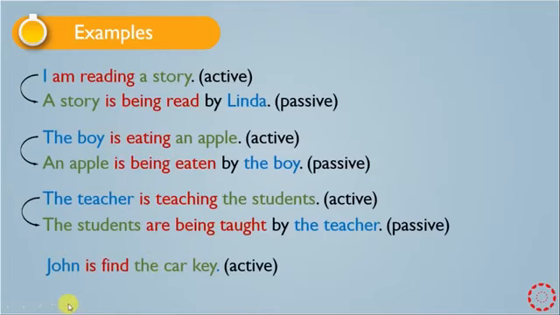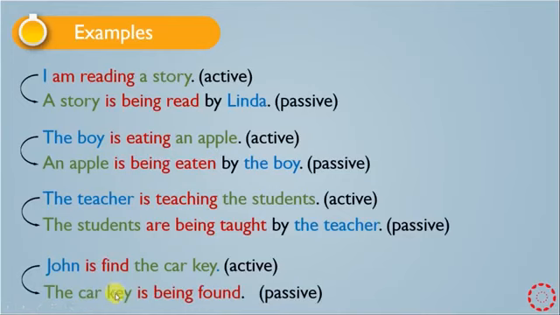The last one, John is finding the car key. The car key here is an object. We put it at the initial of the passive voice. We say the car key because it's singular. We say is, and then we have being in present continuous passive, and then we change the verb from present to the past participle. Find became found. The car key is being found.